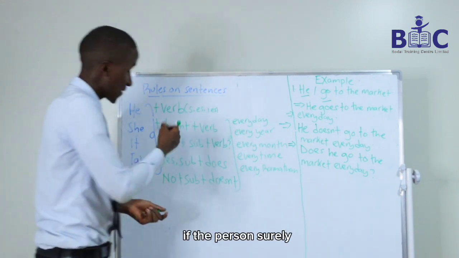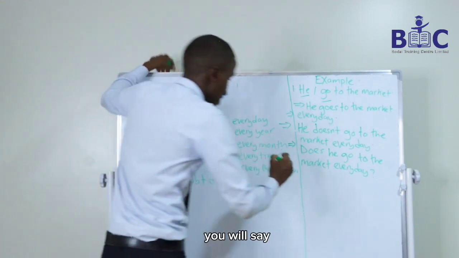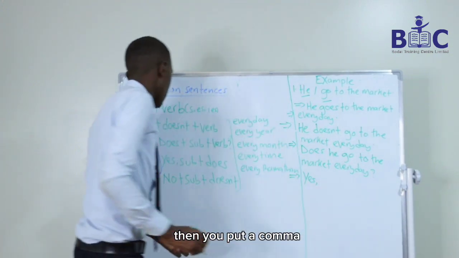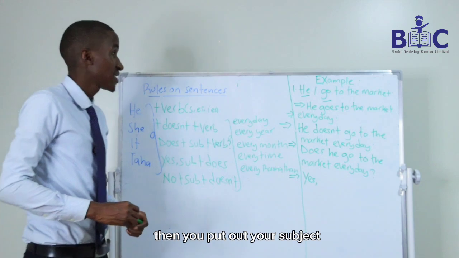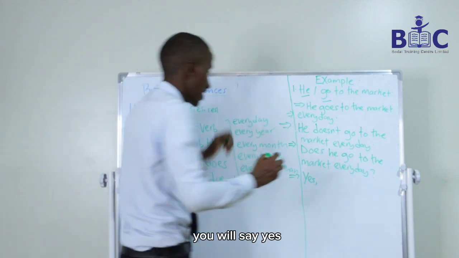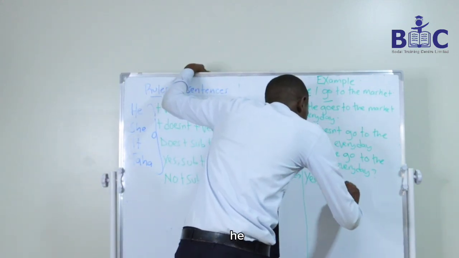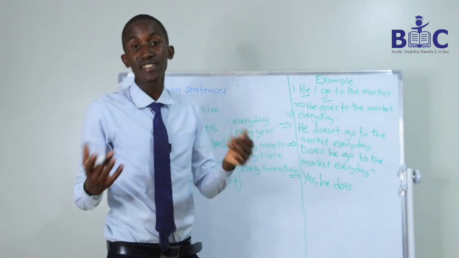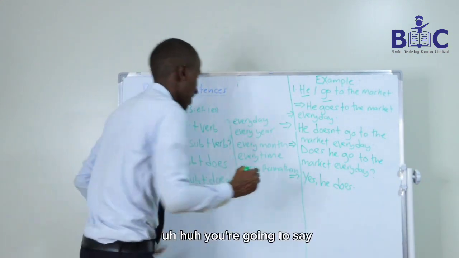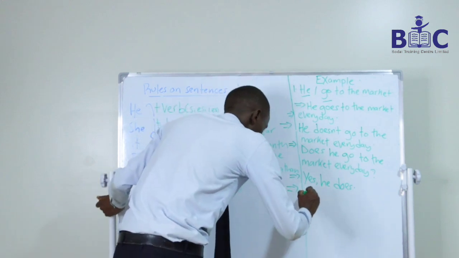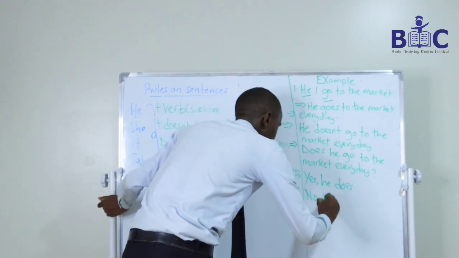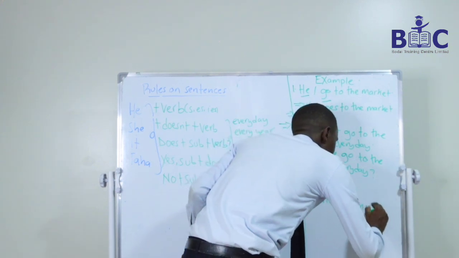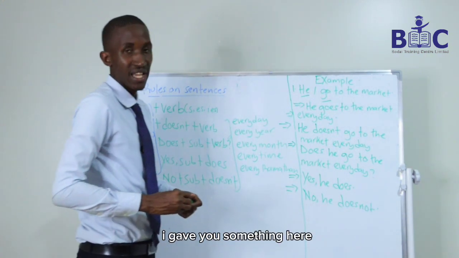We will say, if the person surely goes to the market, you will say, yes. Then you put a comma. Then you put your subject here. Your subject here is he. You will say, yes, he does. Meaning the person goes. But if the person doesn't go, how are you going to reply? You're going to say, no, he does not. Very simple.